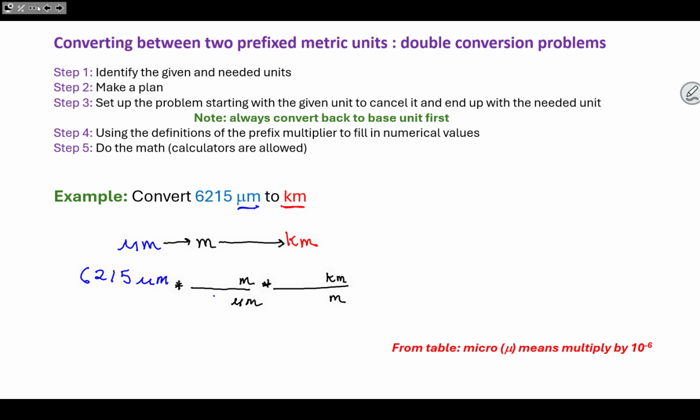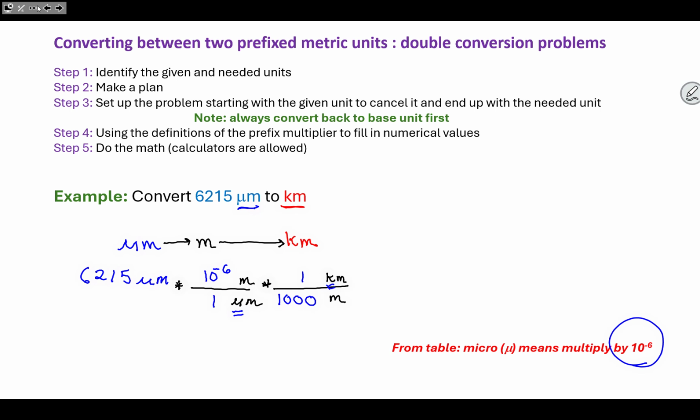Then I put the definitions in to complete these conversion factors. I always put a 1 in front of my prefixed unit, and we want to replace this micro by its meaning, which means multiply by 10 to the minus 6. So my 10 to the minus 6 goes here on top. Then I'm going to do the same thing for kilometers and meters. We put a 1 in front of our prefixed unit, and the definition of kilo, which we saw on the other slide, is multiply whatever it's in front of by 1,000. So we're going to put 1,000 here.